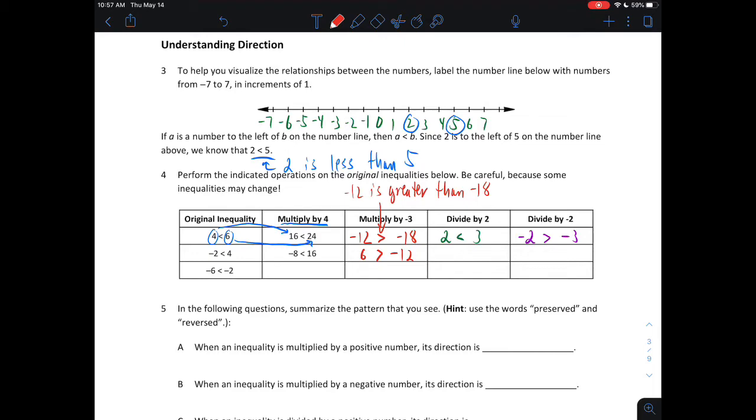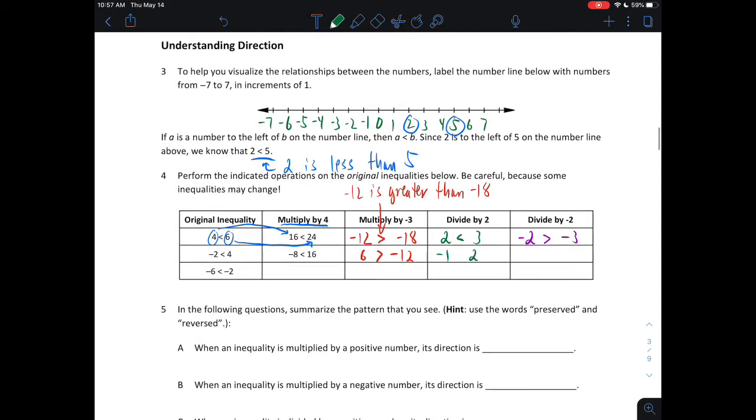All right, what if I divide by 2? Negative 2 divided by 2 is negative 1. 4 divided by 2 is 2. Negative 1 is definitely less than 2.